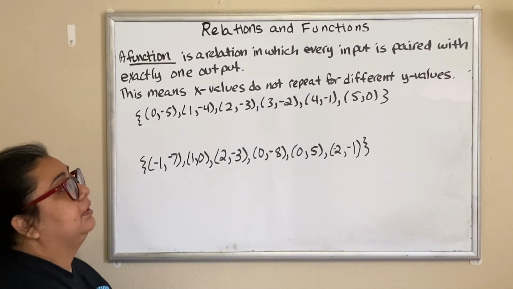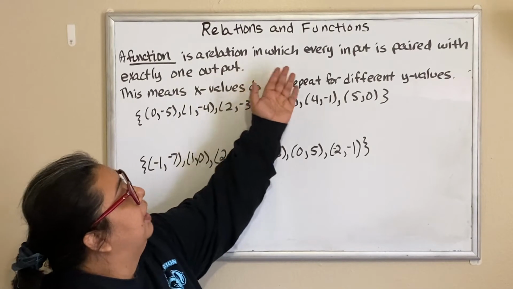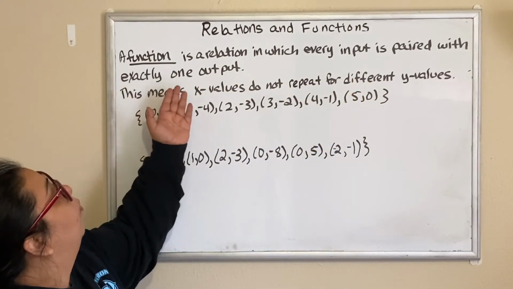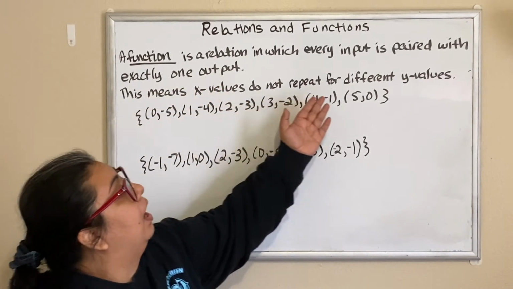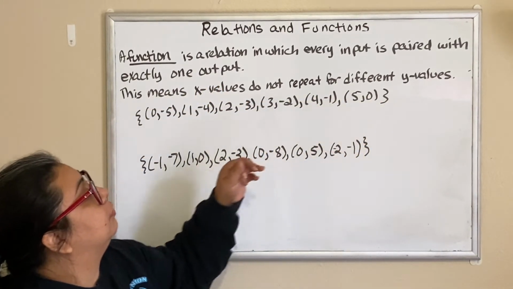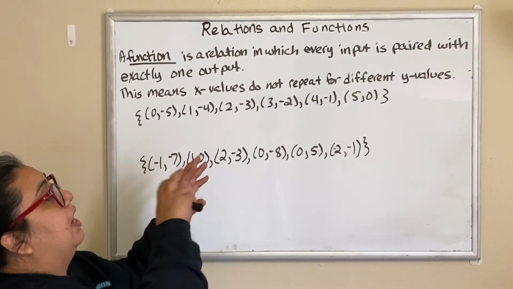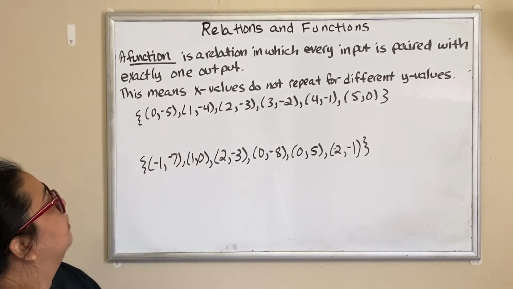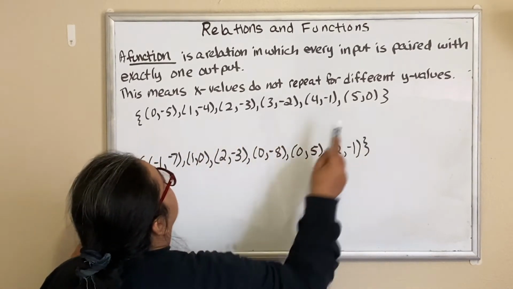Okay, so now we're going to define a function. A function is a relation in which every input is paired with exactly one output. This means that your x values do not repeat for different y values. So every input is going to have just one output. Every x value is going to have one unique y value. So let's check to see if this first relation is a function.